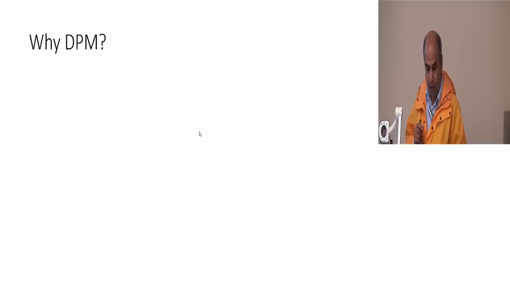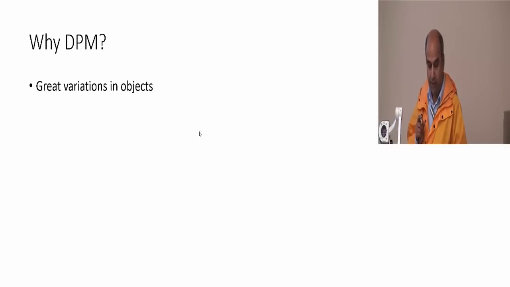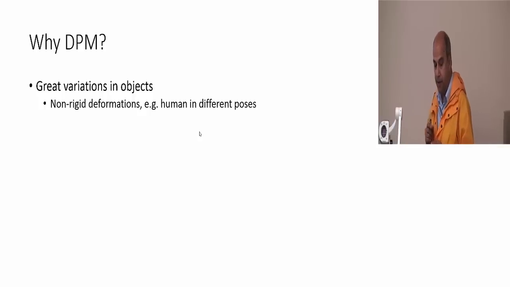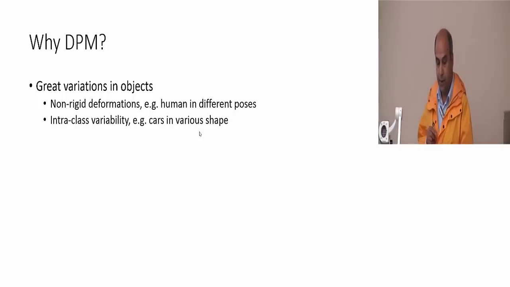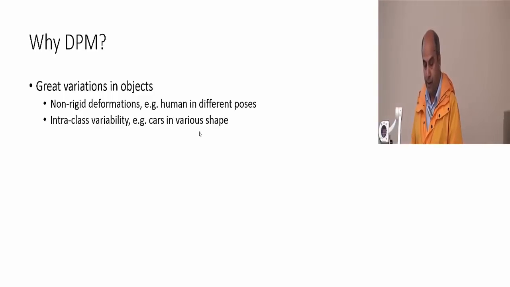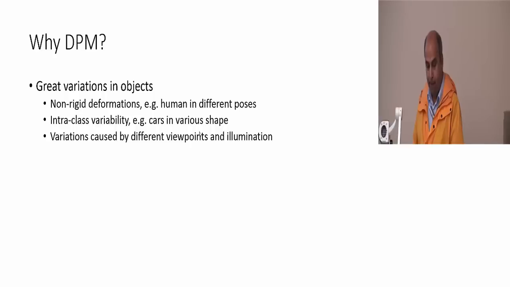Okay, so now why do we want a deformable part model? The reason is we want to handle the great variation in objects: non-rigid deformation, as I told you, humans in different poses; intra-class variability, cars of various sizes, various brands, a Ford car compared to a Lexus and so on; and viewpoint, they look different; and illumination.